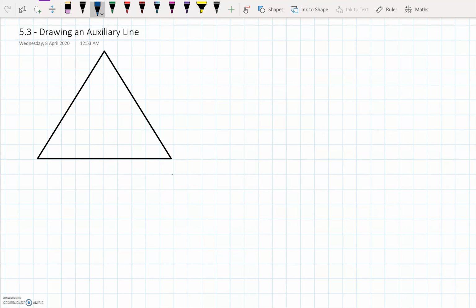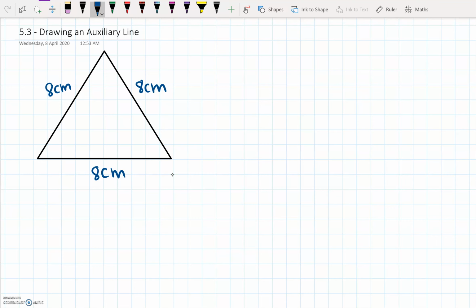So we'll say that this side is 8 centimeters. This side is 8 centimeters. And this side is 8 centimeters. Okay, this is an equilateral triangle. Now, if I said to you, I want to know the area of this triangle, well, that's a little bit difficult because you only know the sides. You don't know the height.